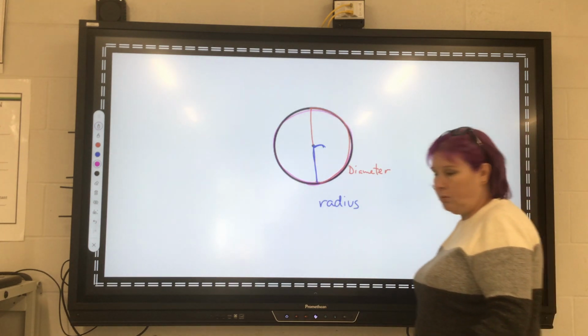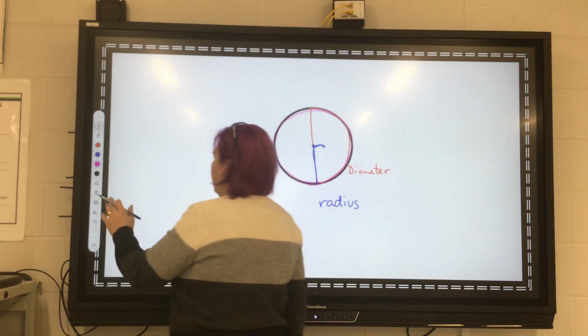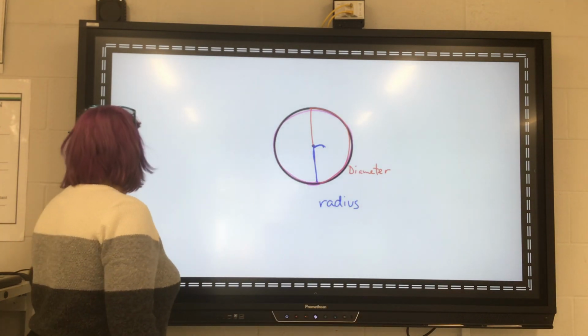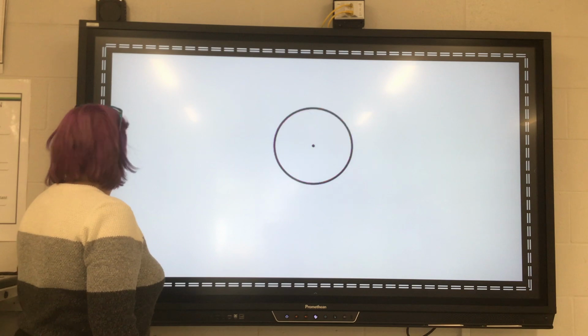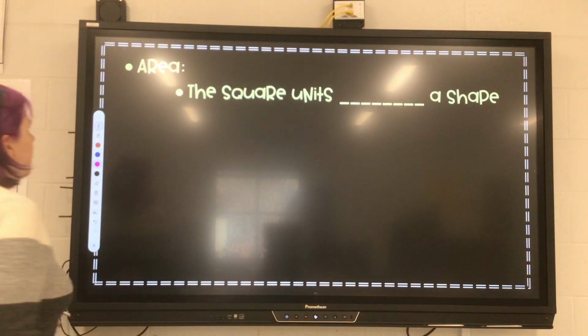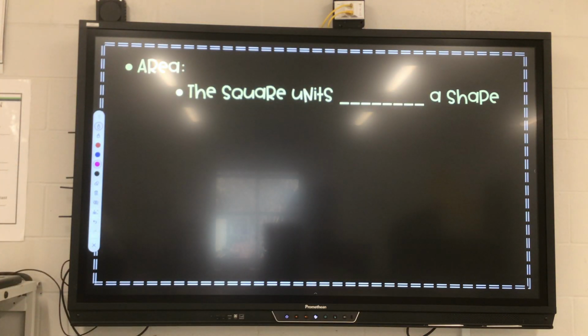That's just what we've been covering. You just need those definitions once again for area. The area is the square units inside a shape.